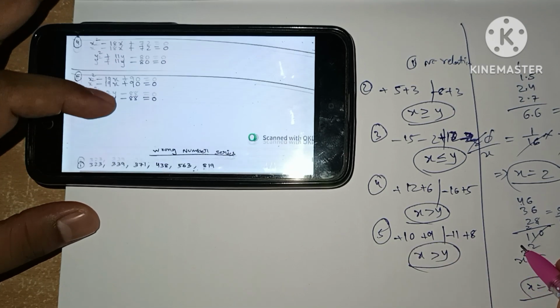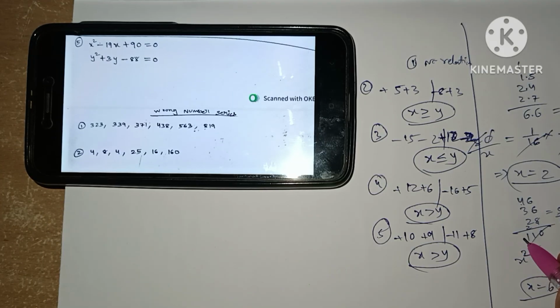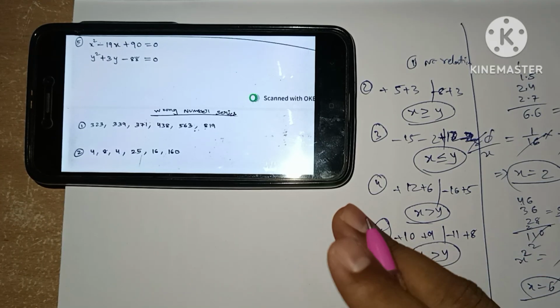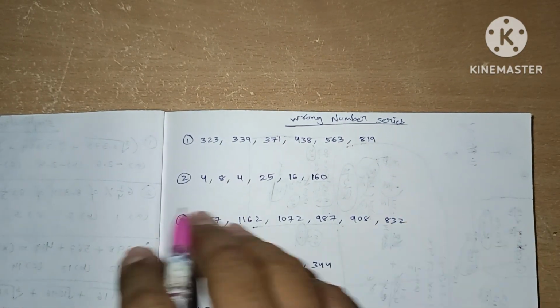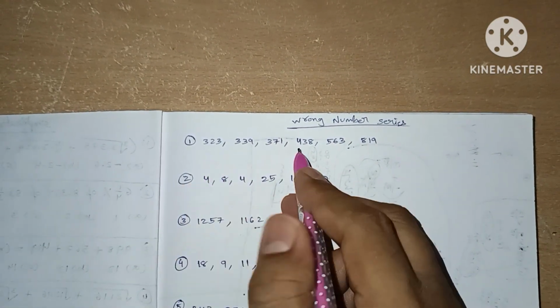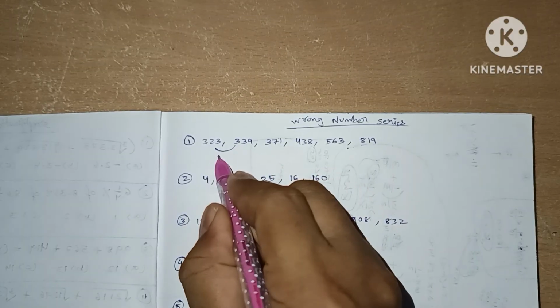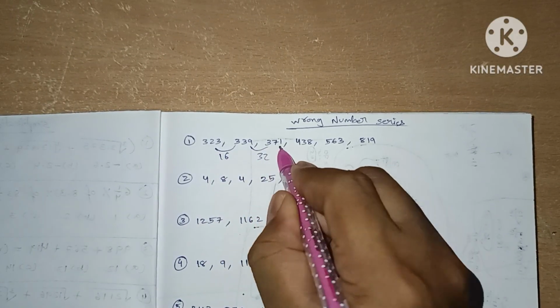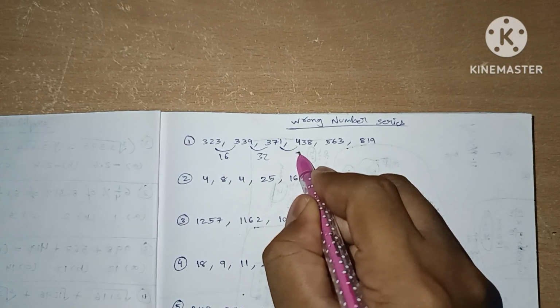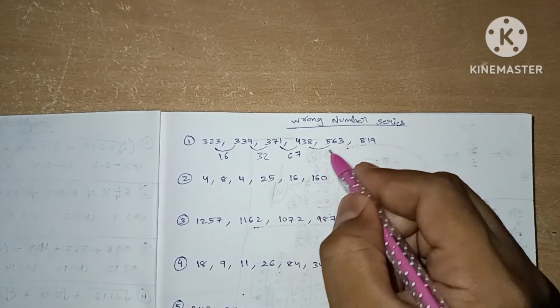Okay, quadratic equations also completed. Now we are going to see wrong number series. We'll go with the direct questions in our book. So here are the wrong number series questions. Here first we are going with the differences. Here the difference is 16. Here the difference between these two is 32. Here the difference between these two is 7 and 6, 67.